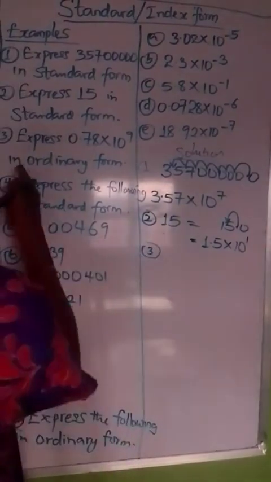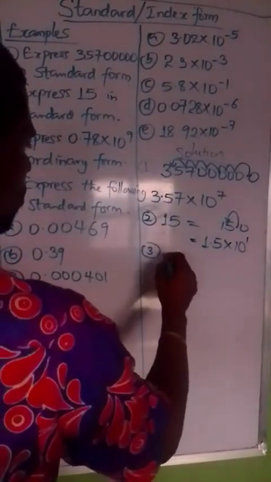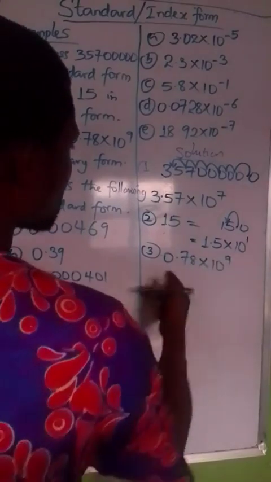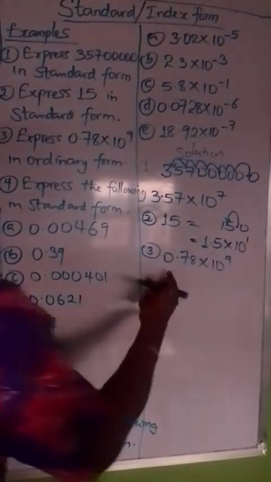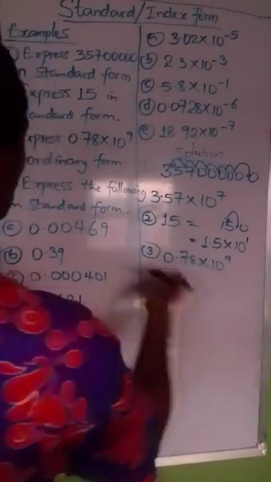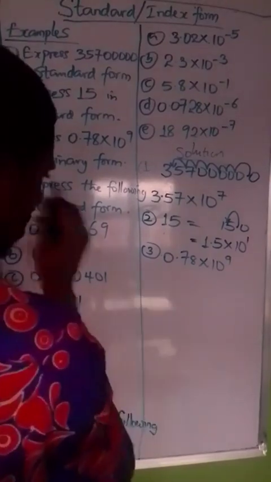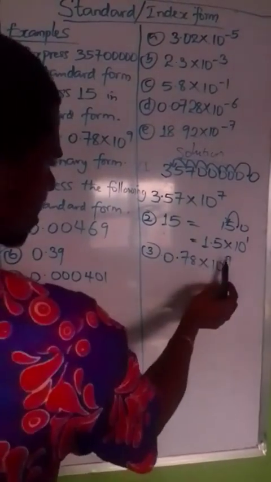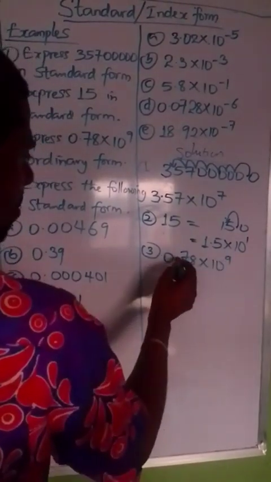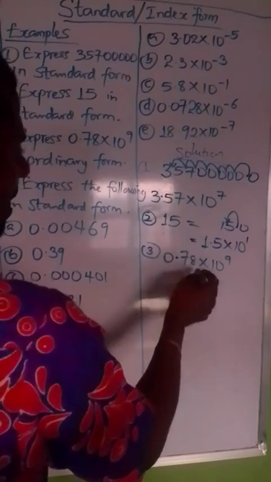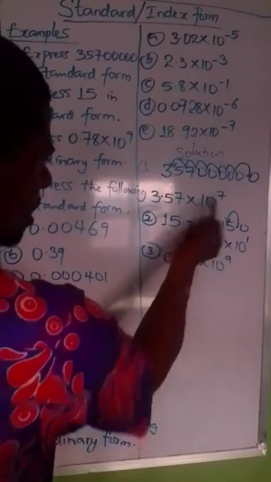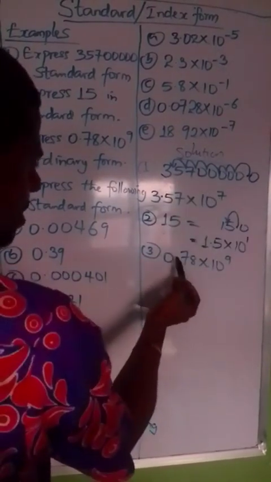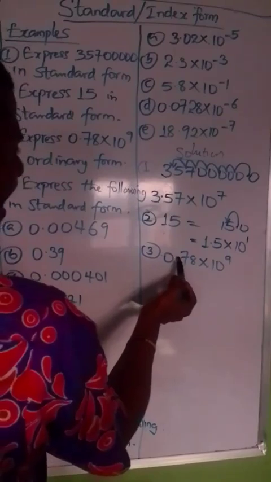Then question 3, express 0.78 times 10 to the power 9. So this is in standard form or index form. So I want to turn it to ordinary form. So then what happens? Remember that this raised to the power 9 means my point is going to move 9 times. That's the meaning. If my point moves forward 7 times and I wrote raised to the power 7 there, it means that my point here will also move 9 times.